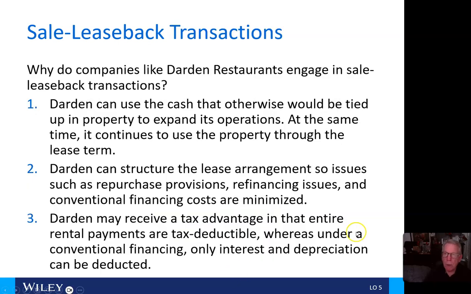Okay. Now, why would a company like Darden engage in a sale-leaseback transaction? Well, number 1, Darden can use the cash that otherwise would be tied up in property to expand its operations. At the same time, it continues to use the property through the lease term. Number 2, Darden can structure the lease arrangement so issues such as repurchase provisions, refinancing issues, and conventional financing costs are minimized. And number 3, Darden may receive a tax advantage in that the entire rental payments are tax deductible, whereas under conventional financing, only interest and depreciation can be deducted.